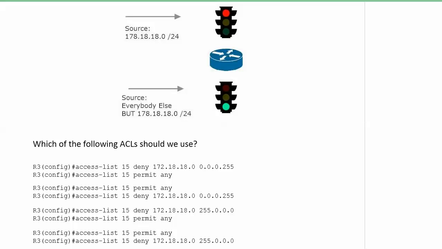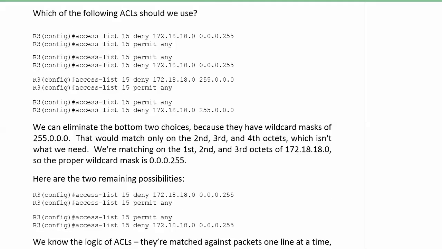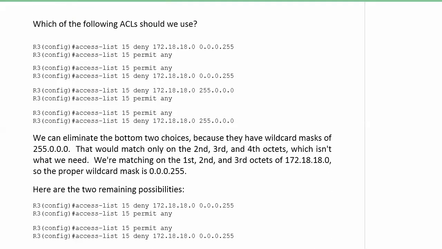Now let's take a look at these four lines. We can eliminate the bottom two choices because they have wildcard masks of 255.0.0.0, which is the exact opposite of what we need. That would match on the second, third, and fourth octets, and we're matching on the first, second, and third octets of 172.18.18.0. So the proper wildcard mask is 0.0.0.255. So immediately we're down to two remaining possibilities.